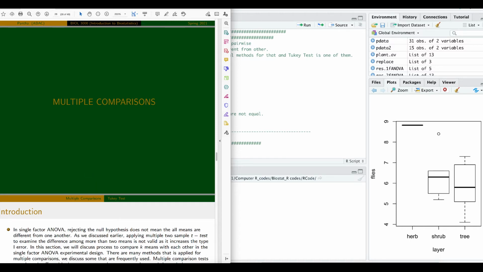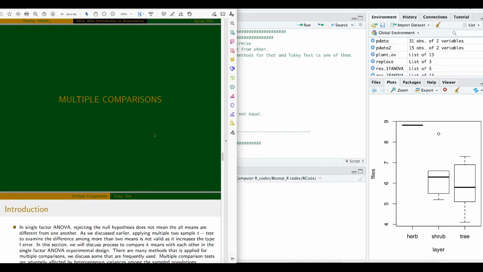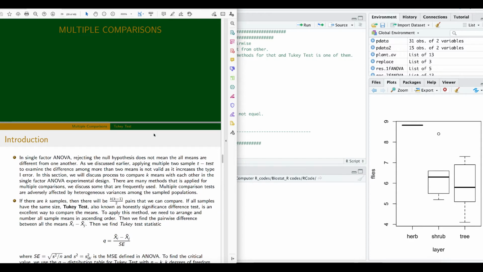In this video, I'm describing very briefly the multiple comparisons. What does that mean and why do you need that? In a single factor ANOVA, rejecting the null hypothesis does not mean that all means are different from one another. As we discussed earlier, applying multiple two-sample t-tests to examine the difference among more than two means is not valid, as it increases the type 1 error.